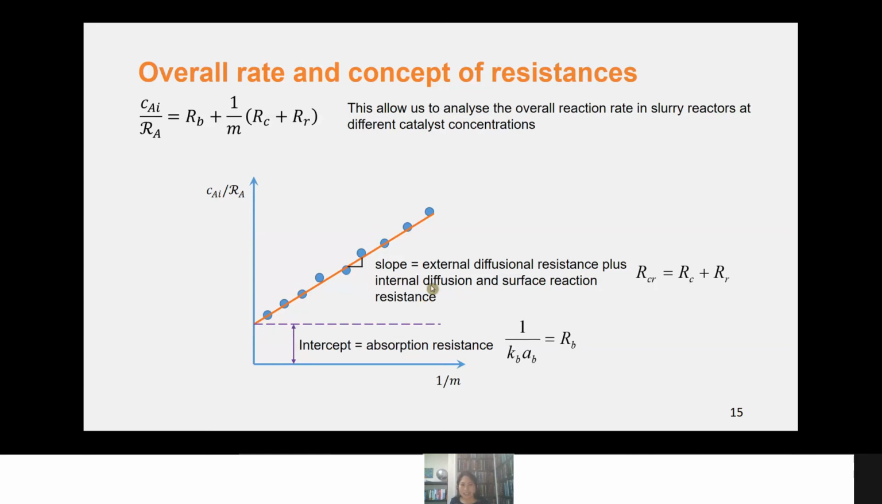Okay, we want low and flat so that the resistances are small, and this relates to economics. Okay, so our reactor will not be that expensive if we have high rates.